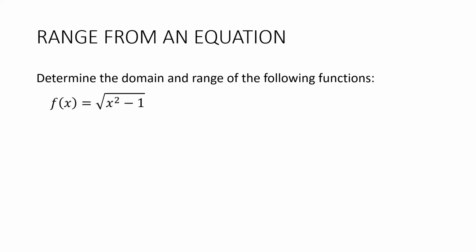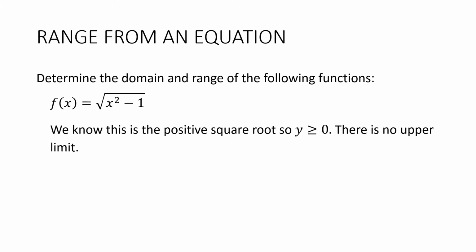Now finding the range is a little trickier. It's not quite as intuitive. We know that this is the positive square root. We can tell that because it doesn't have a negative there. So it's got to be greater than or equal to 0.